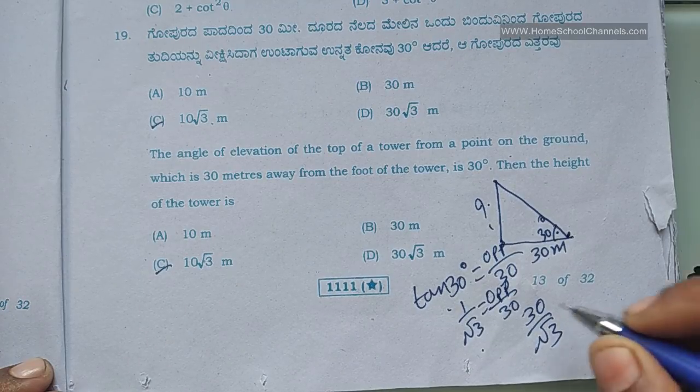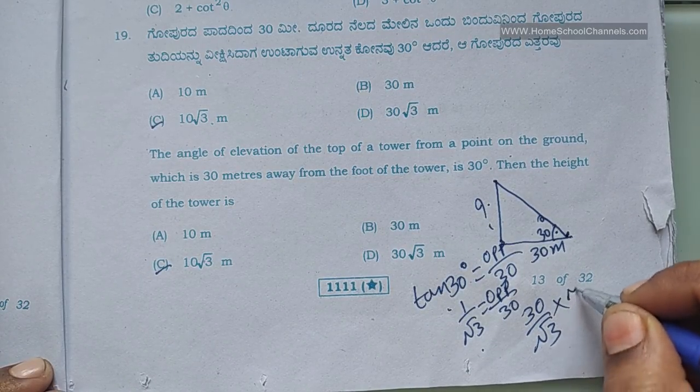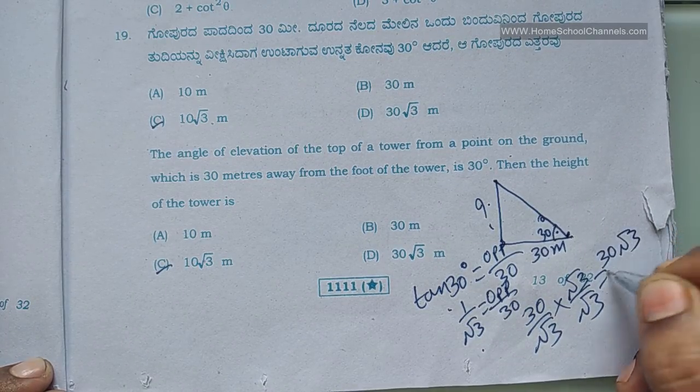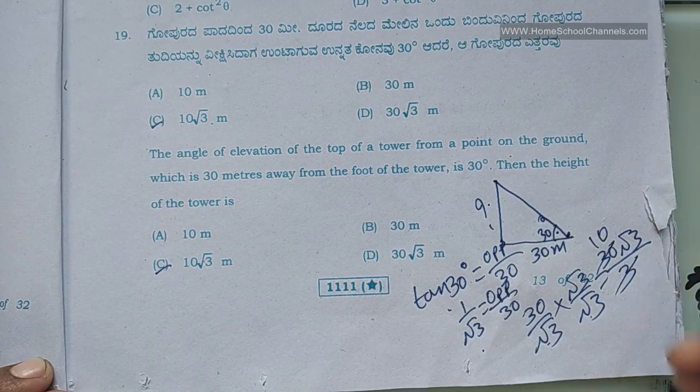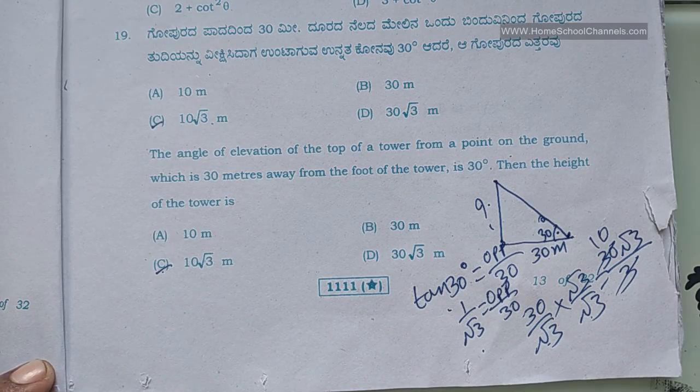But denominator we don't want in root form. So multiply for this. This will be 30 root 3 by root 3 into root 3, 3. Cancel. 10 root 3 is your answer. 10 root 3 meters. Option C is the right answer.